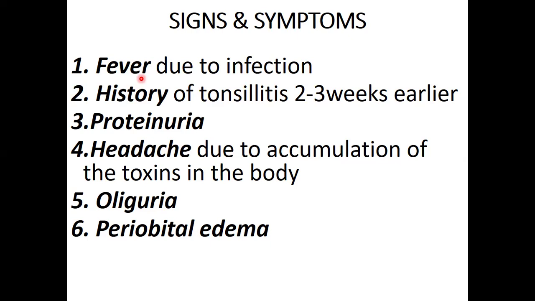So they had some prior tonsillitis or upper respiratory tract infection in a month or so. Proteinuria, of course, due to damage to the basement membrane. Headache would be severe to mild due to accumulation of toxins. Oliguria, diminished glomerular filtration rate, and the periorbital edema.